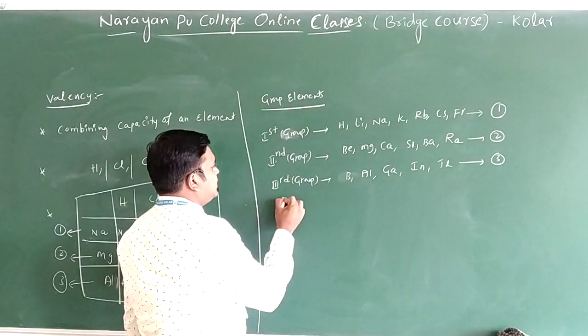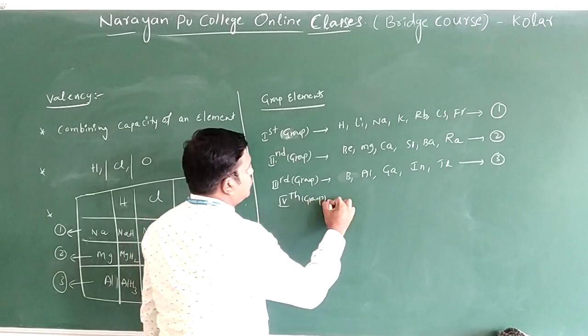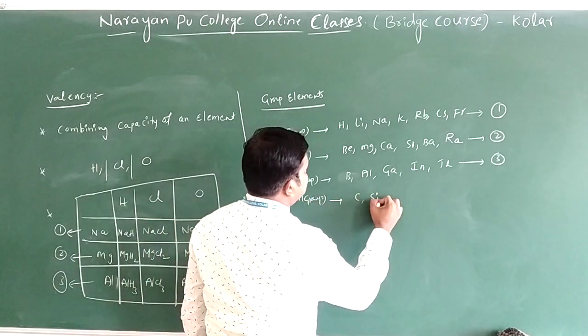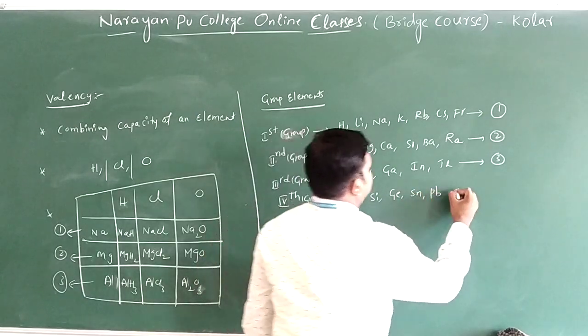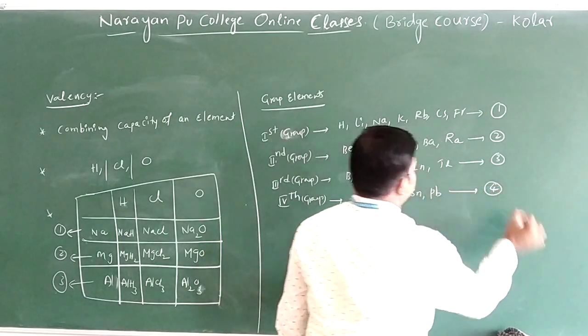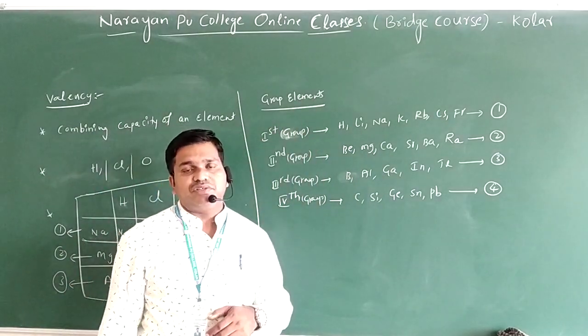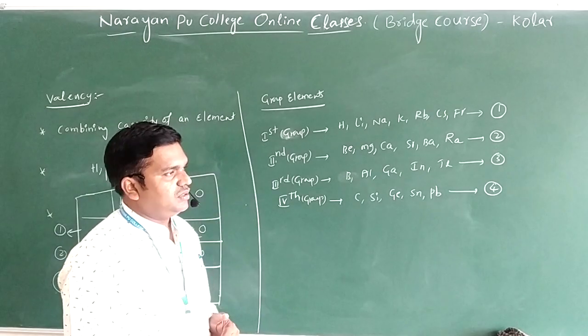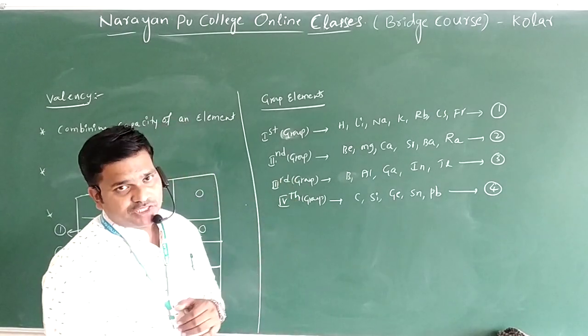Fourth group elements we have: carbon, silicon, germanium, tin and lead. What is the valency of these elements? 4. Clear? In the periodic table, from group 1 to group 4, valency is equal to its group number. Valency how much? Group number.